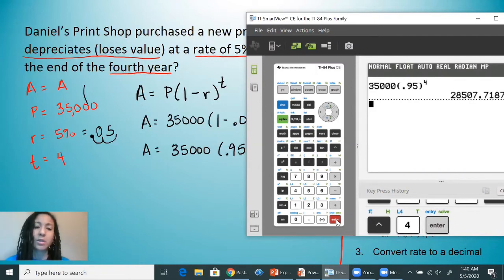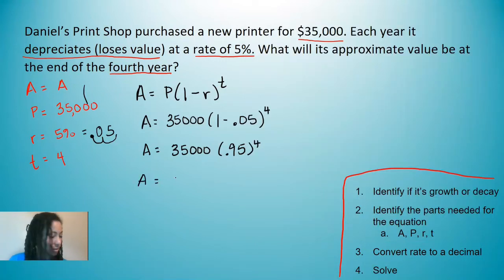Now, what are we talking about in this particular problem? We're talking about money. How many places after the decimal can we use? Only 2 places after the decimal. So we can only look at this particular decimal to round to.